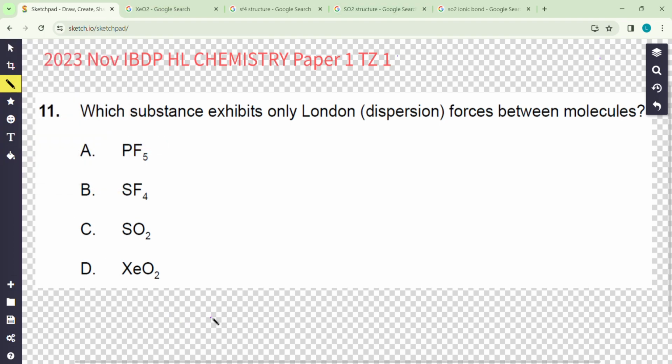Hello, question 11 is about which molecule only has a London force. It means that the molecule is not polar. If the molecule is polar, then it will have a polar force, dipole-dipole interaction, right? So look at the Lewis structure.